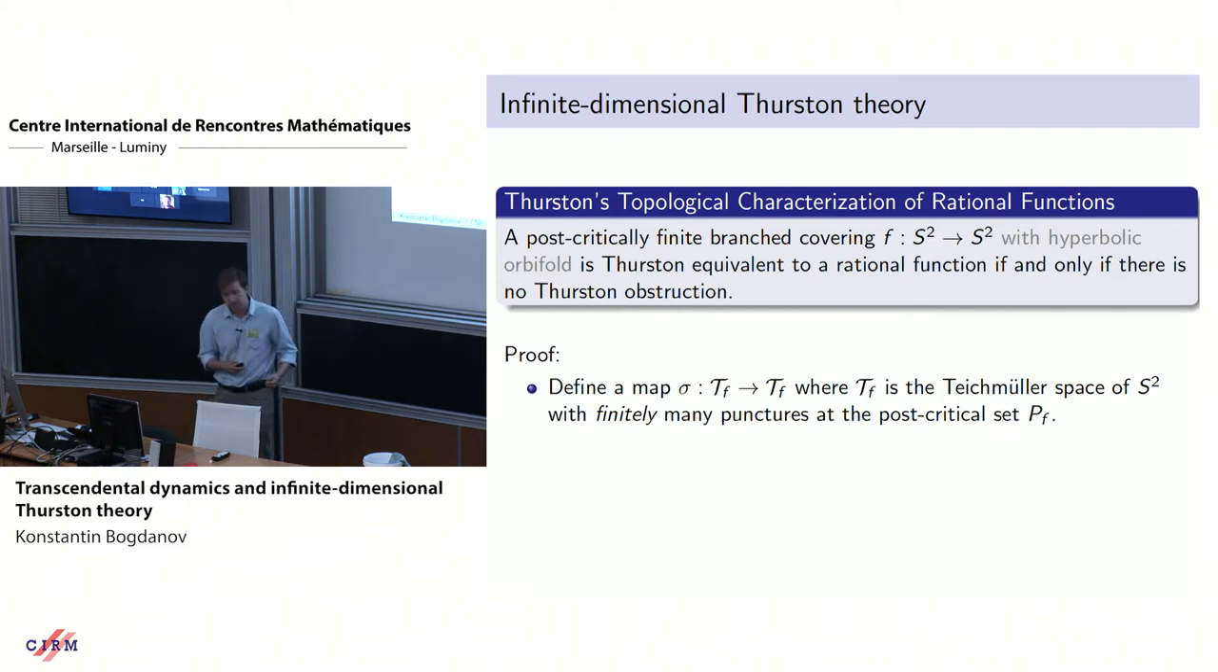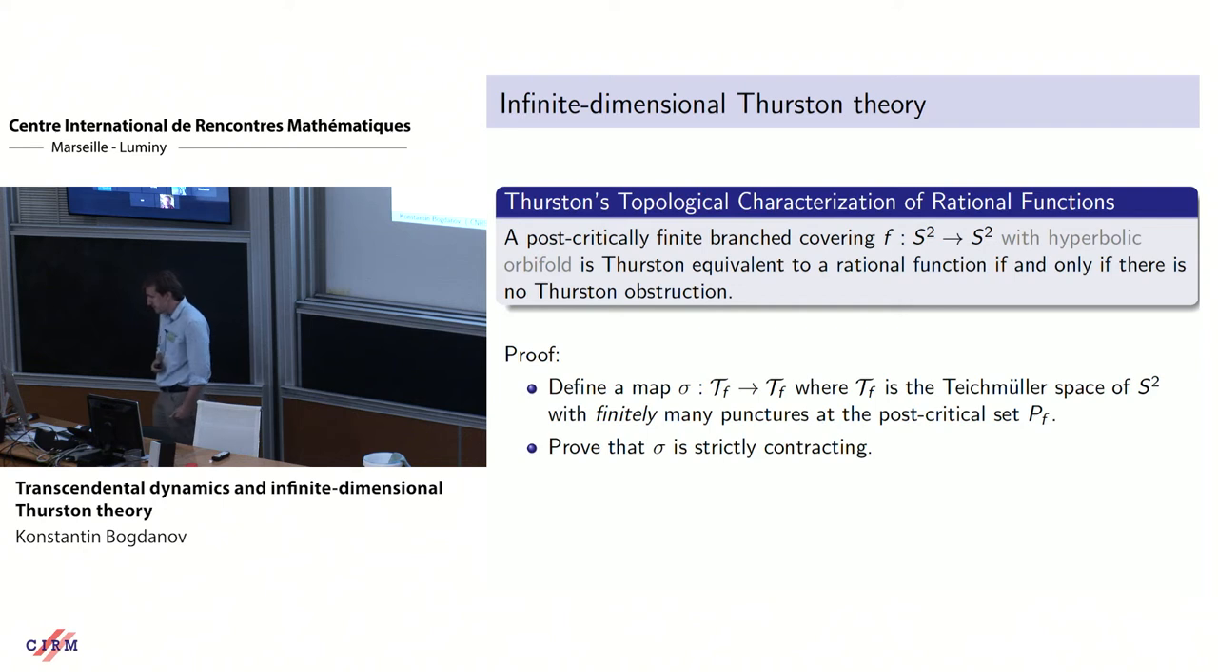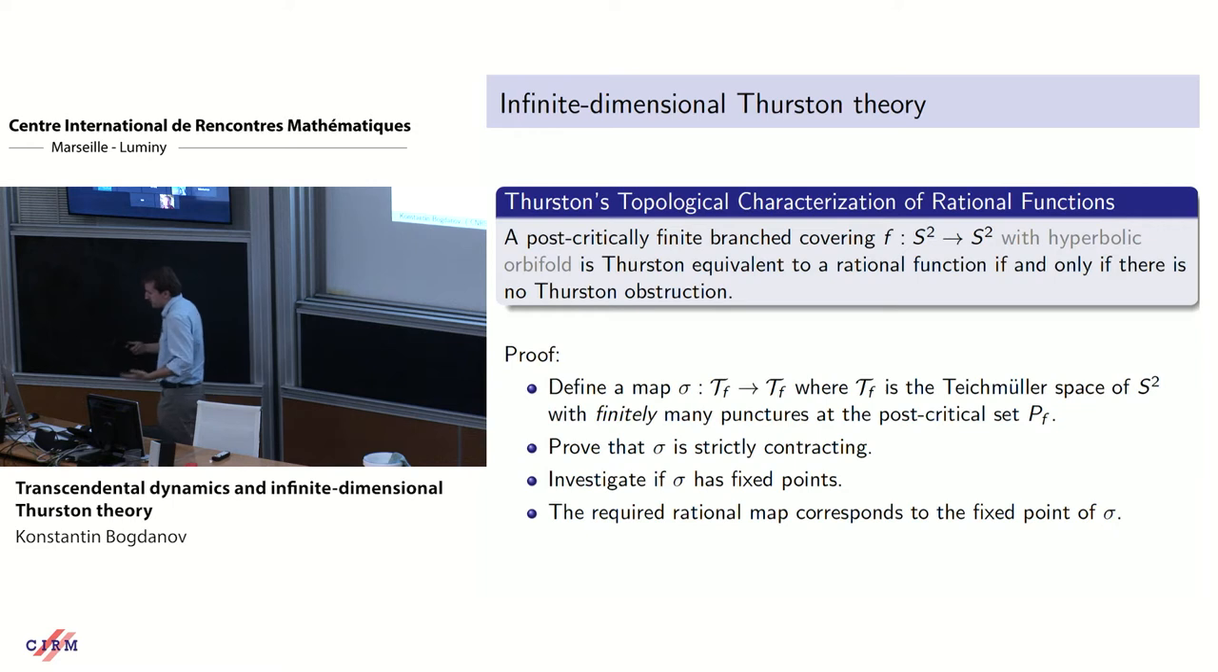P_f. Then we prove that sigma or sigma squared is strictly contracting. Then we investigate whether sigma has fixed points, and the required rational map corresponds to the fixed point of sigma. Of course, there are many details beyond this, but this is the general scheme, on a very superficial level.